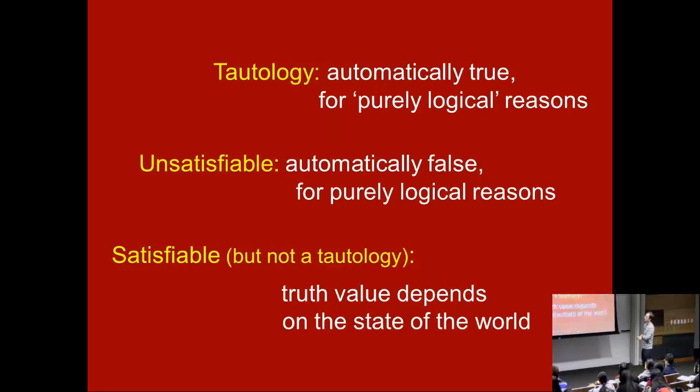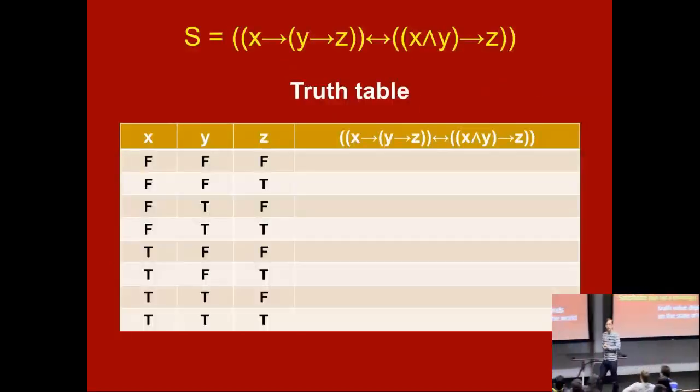So to summarize, tautologies are sentences that are automatically true just for logical reasons alone. They're always true. Unsatisfiable means it's automatically false just for logical reasons alone. And things that are satisfiable but not tautologies could be true and could be false. So their truth value depends on the state of the world or what the truth assignment really is.